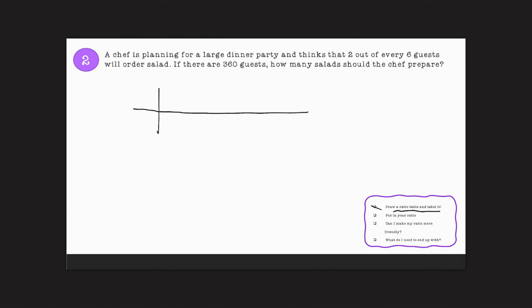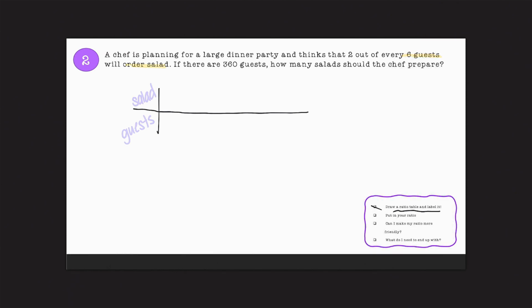Okay, so looking at my table, and I need to figure out how to label it, I'm going to look back into my problem, and what two things am I comparing? I'm comparing ordering salad and how many guests there are. So I'm going to just go ahead and write, these are my salad people, and these are going to be my guests total. Okay.